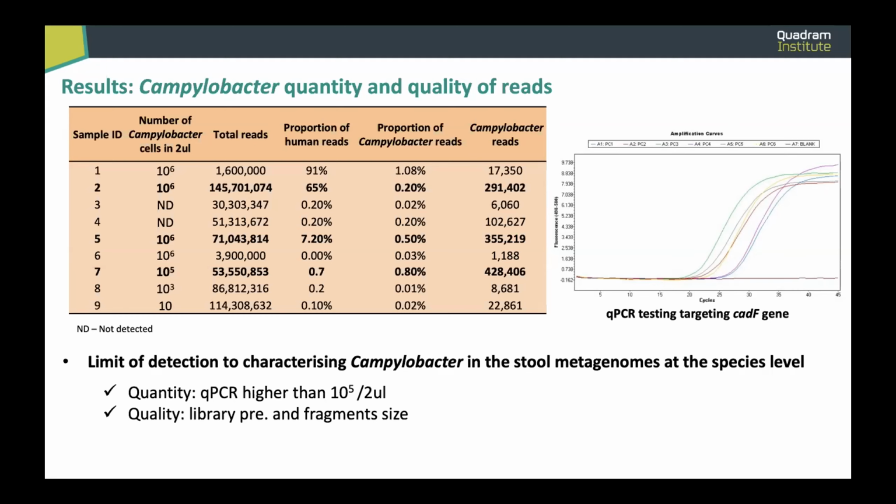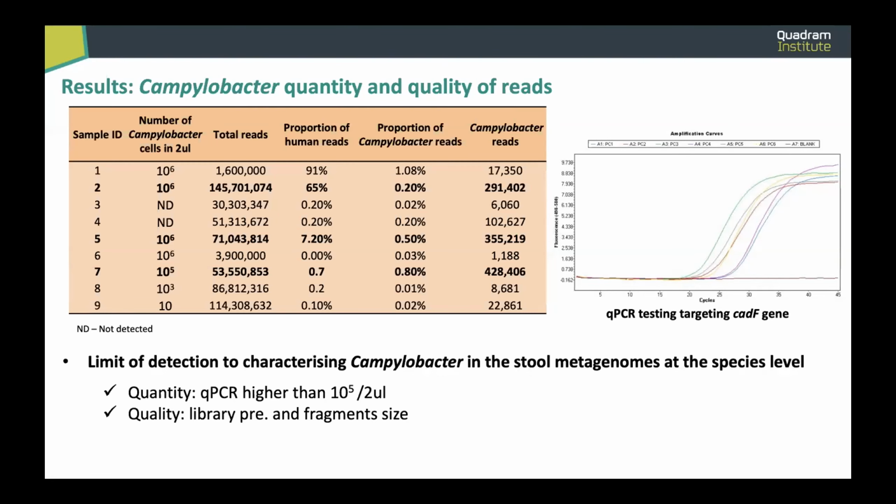So what we found was, when we have by qPCR 10 to the 5 cells or higher, we were able to assemble the MAGs and characterize Campylobacter genomes. qPCR was used for quantification of Campylobacter, and to assess the quality, we used fragment size in the library prep that had a direct impact on the quality of the reads. So we did not find an association between the total number of reads and the ability to map Campylobacter genes.